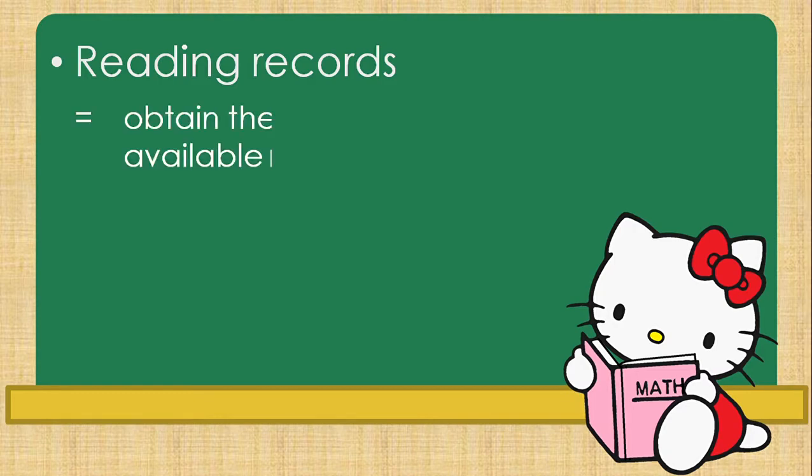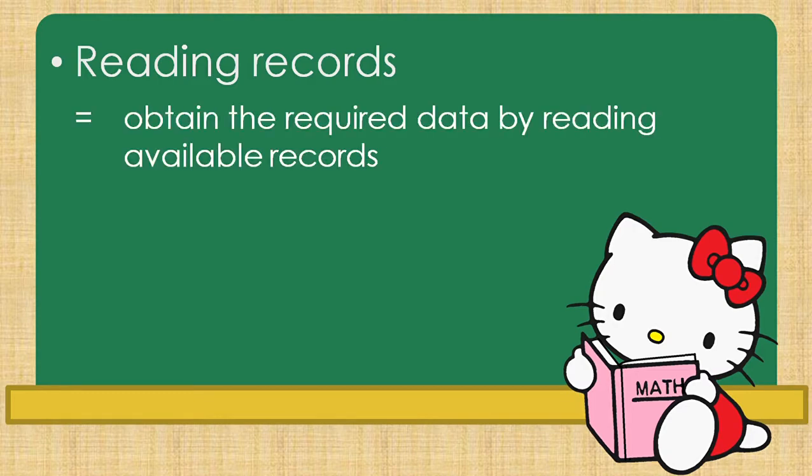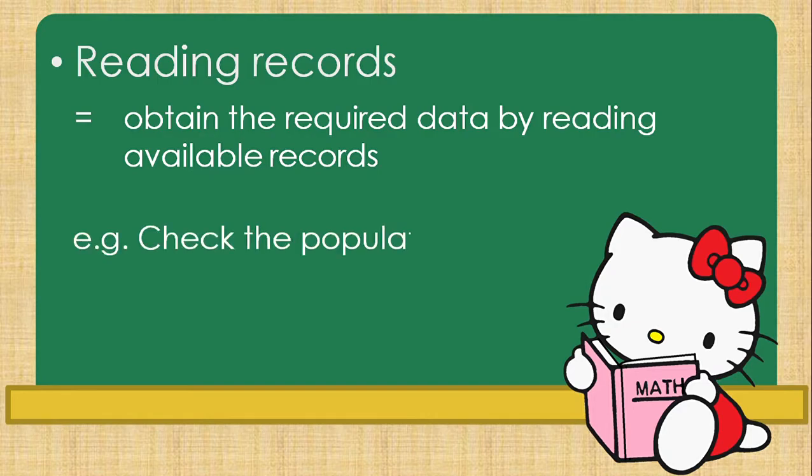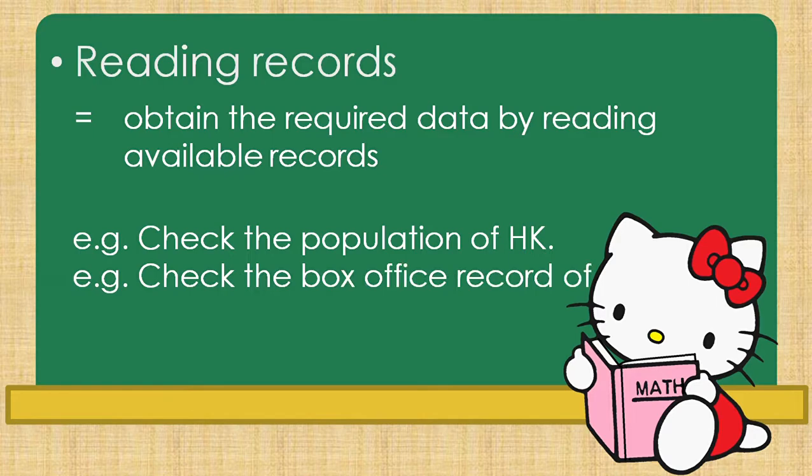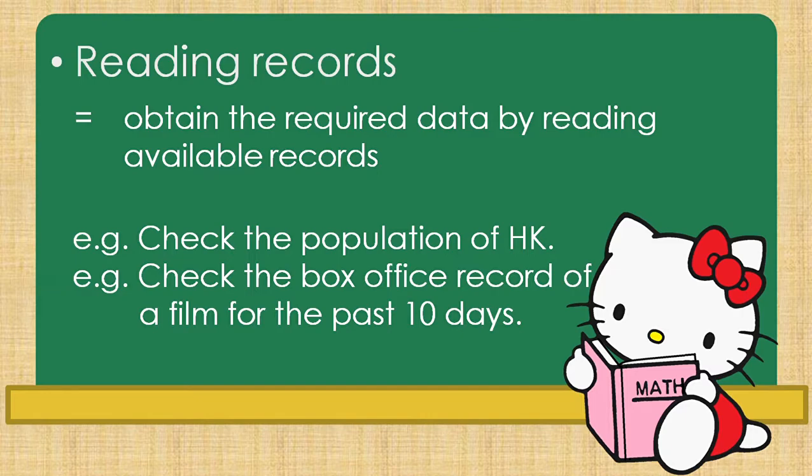Reading records is the method to obtain required data by reading available records. For example, we need to check the population of Hong Kong. We can use the data done by census from the website. Or another example, check the box office record of a film for the past 10 days from a cinema.